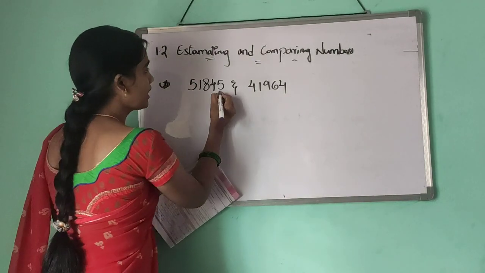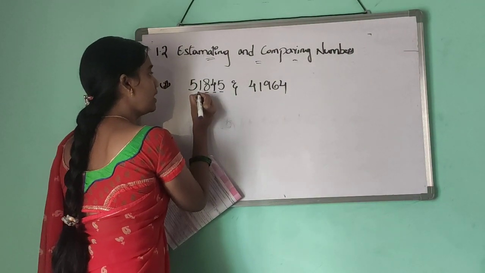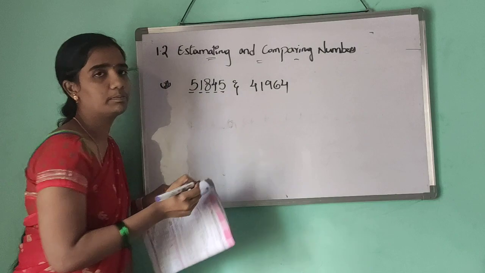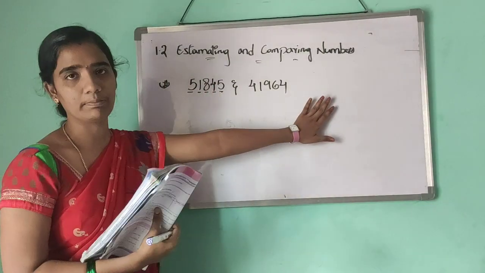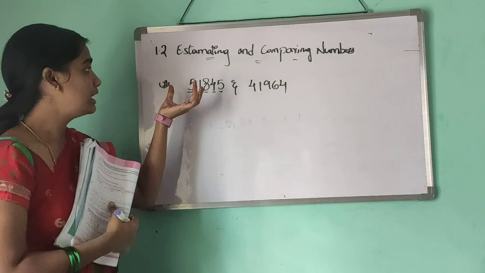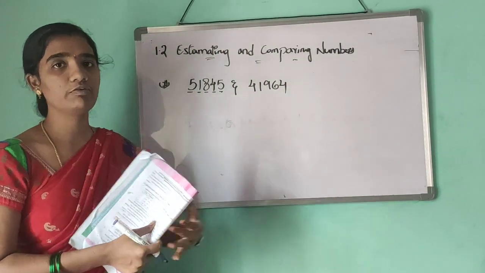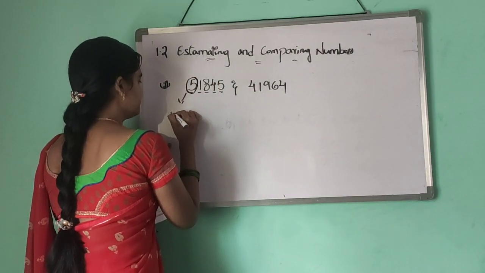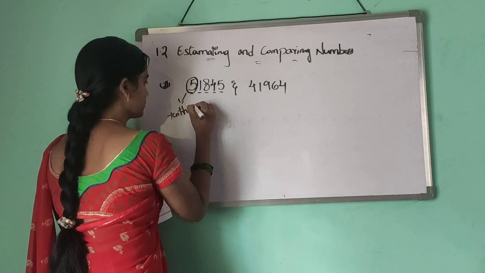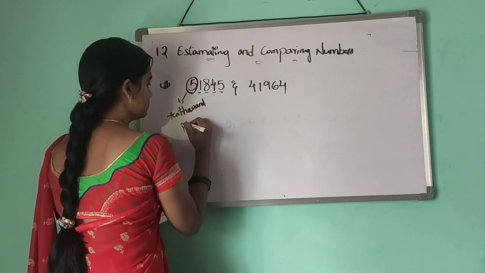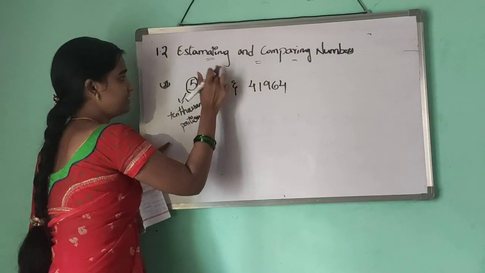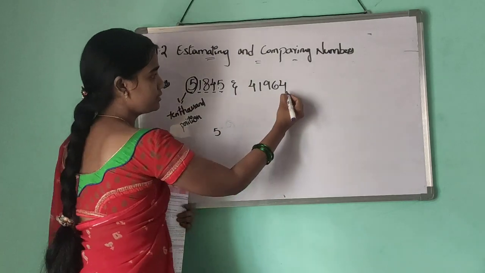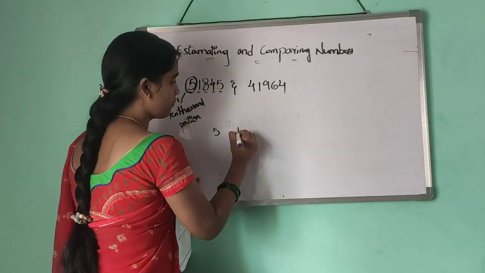the 10,000 place. Here see ones, tens, hundreds, thousands, 10,000 place. By comparing these two numbers, which is the greatest number? We start with the 10,000 position. In the first number, the 10,000 position is 5. In the other number, the 10,000 position is 4.